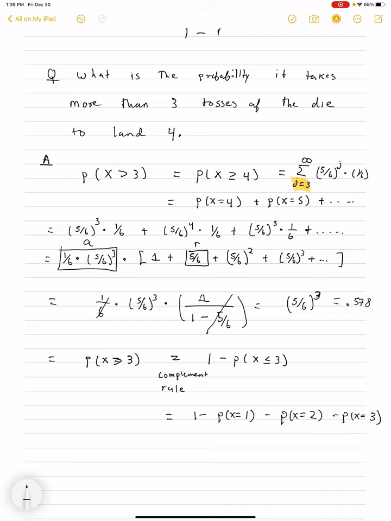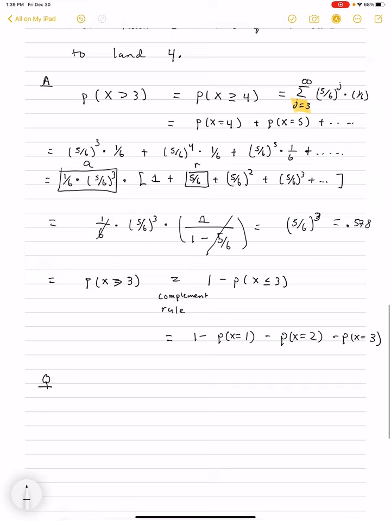In some situations, it would be easier and quicker to use the complement rule. Feel free to use the complement rule in that situation, but a common mistake that I see is that people will just subtract off one of these probabilities, namely the one that x equals 3, and they'll forget about the other two terms.